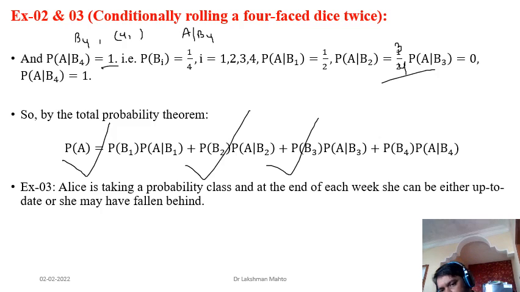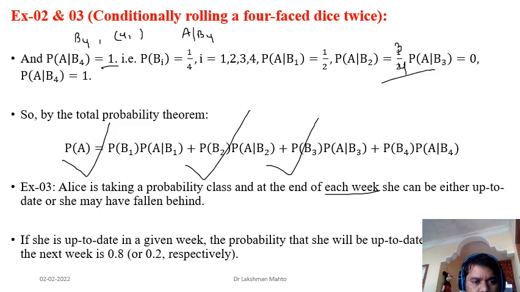At the end of each week, she can be either up to date or she may have fallen behind. Remember that this is your random experiment. Now, if she is up to date in a given week, these are the further partial information. Remember that these are the partial information that you have to utilize in order to calculate total probability.